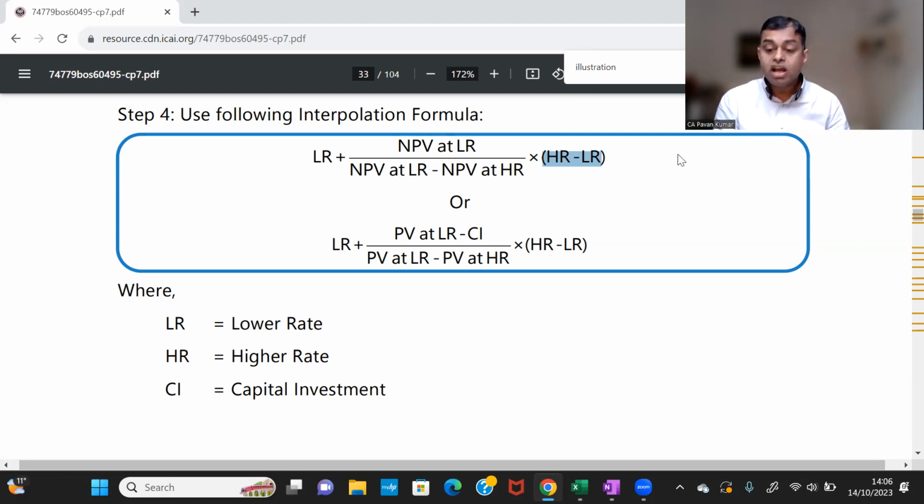You understand? Yeah, you will get full marks. You will get full marks. Sir, I don't trust ICAI. They will deduct marks for this, sir. No.